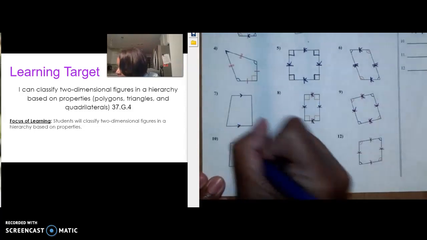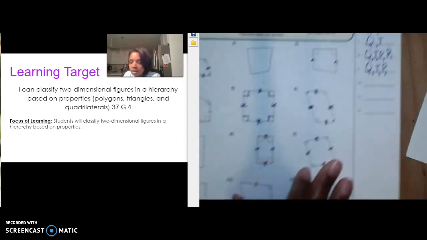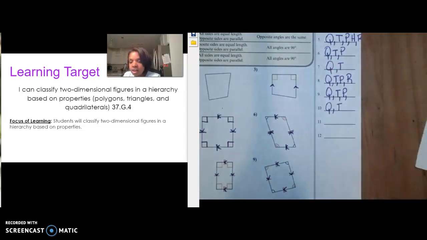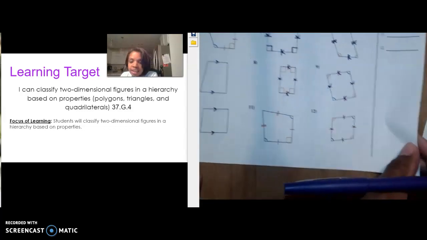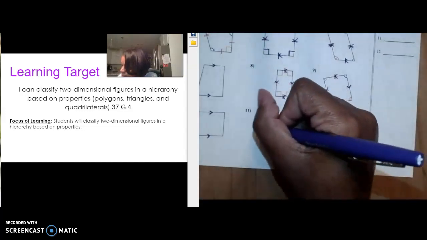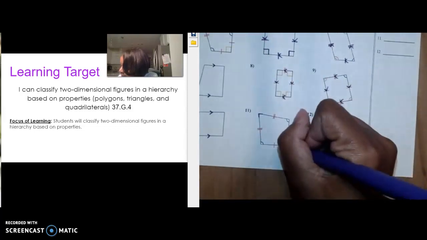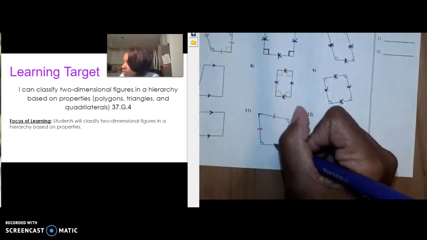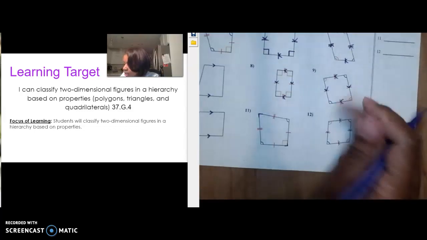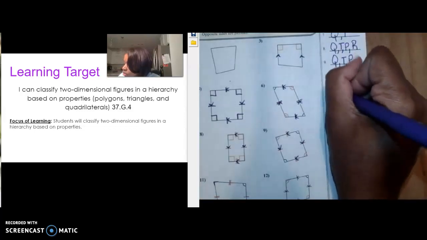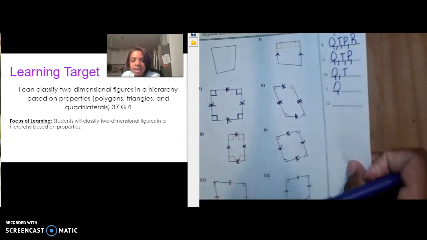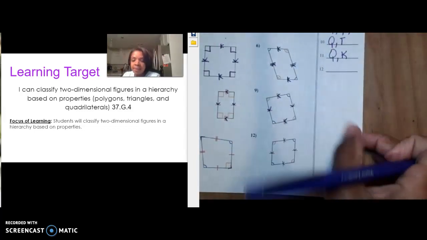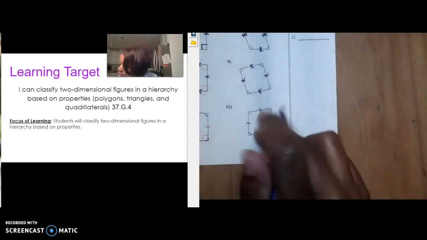Number 10 has 4 sides and 1 set of parallel sides, so it is a quadrilateral and a trapezoid, and that is all for 10. For number 11, I noticed that it has 2 congruent adjacent sides. So this side is congruent to this side, and that side is congruent to that side. So it is a quadrilateral, and because the congruence is adjacent, then it is a kite as well. Okay. All right, and then last one, number 12.